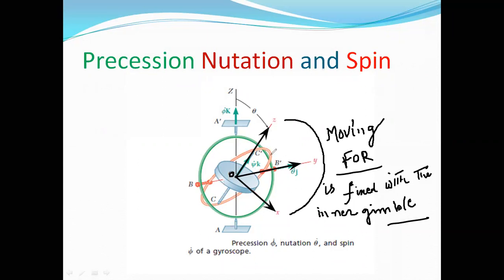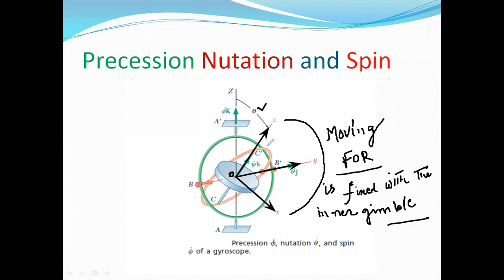The rotating frame of reference is such that it is attached with the inner gimbal. Look at the motion of the inner gimbal. When we say the moving frame of reference is attached to the inner gimbal, what does that mean? Look at the motion of the inner gimbal. The inner gimbal is having nutation, it's having the angle of nutation, theta.